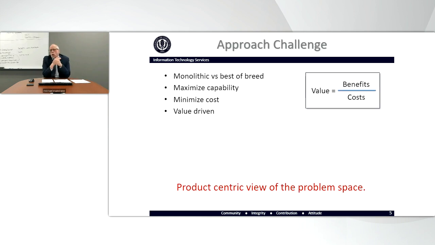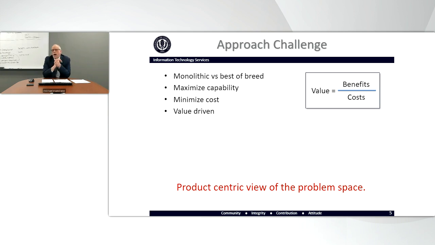One of the perennial debates in information technology is should we be monolithic in our technology selections, or should we be best of breed? I actually think this is a false dichotomy. I think this is a very product-centric view of the question. If we boil it down a little more, we're all trying to maximize capability and we're all trying to minimize cost. Both of these are considered positives.